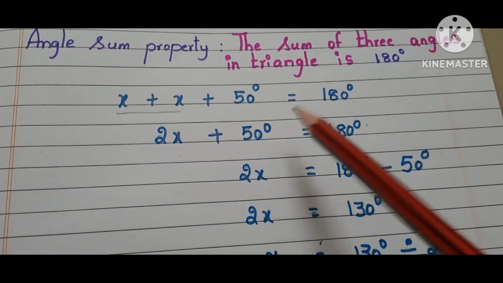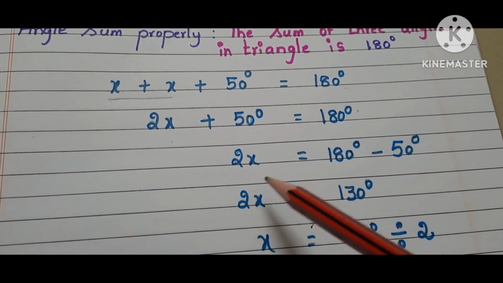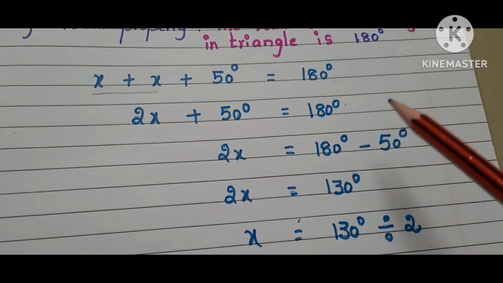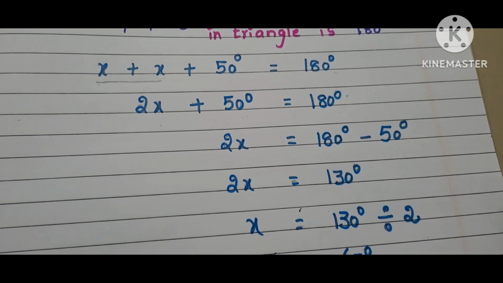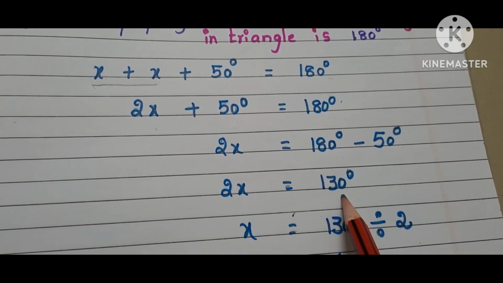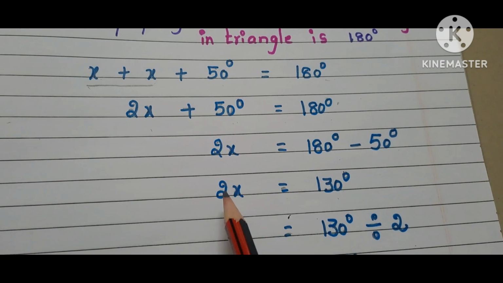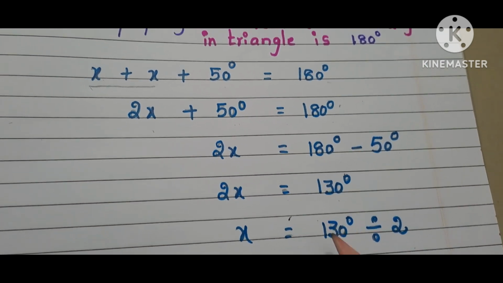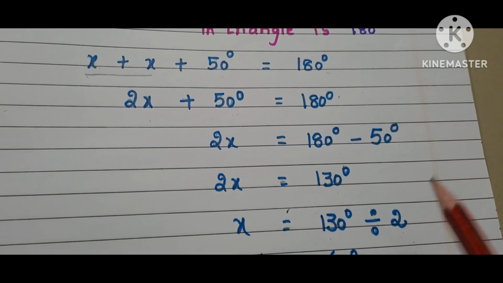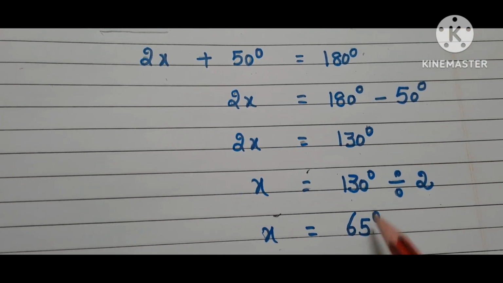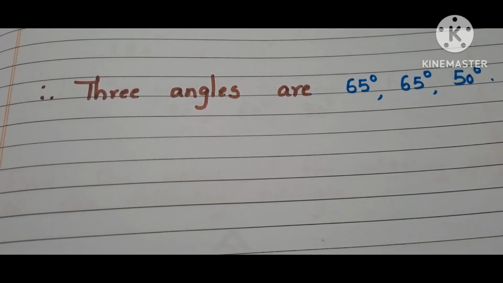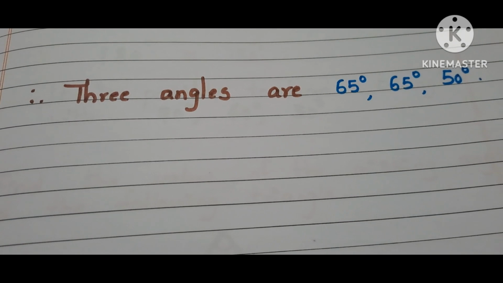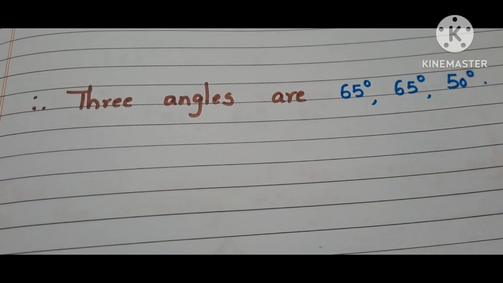Take this 50 degrees towards the RHS. Then it becomes 2x equals 180 degrees minus 50 degrees. 180 minus 50 is 130. Now it becomes 2x equals 130 degrees. Now take this 2 towards the RHS. Then it becomes x equals 130 degrees divided by 2. Now x becomes 65 degrees. Therefore, the three angles in the triangle are 65 degrees, 65 degrees and 50 degrees. The missing two angles are 65 degrees and 65 degrees.